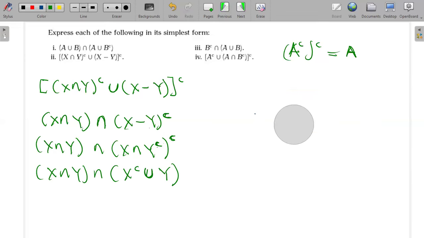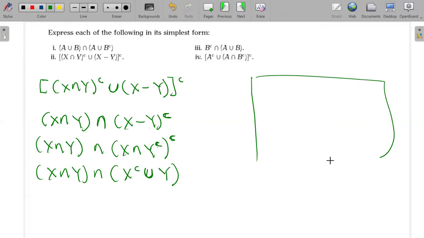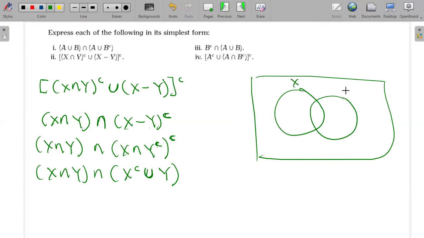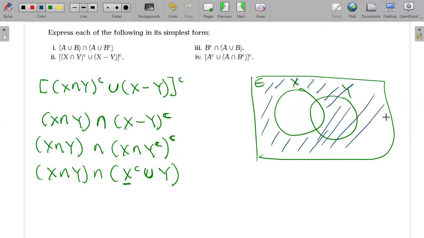So let's see how it looks on a Venn diagram. If I have two sets like that, this is X, that is Y, and complement. So X complement is everything that is outside the set X, but is in the universal set. So that is going to be this here. That is my X complement.